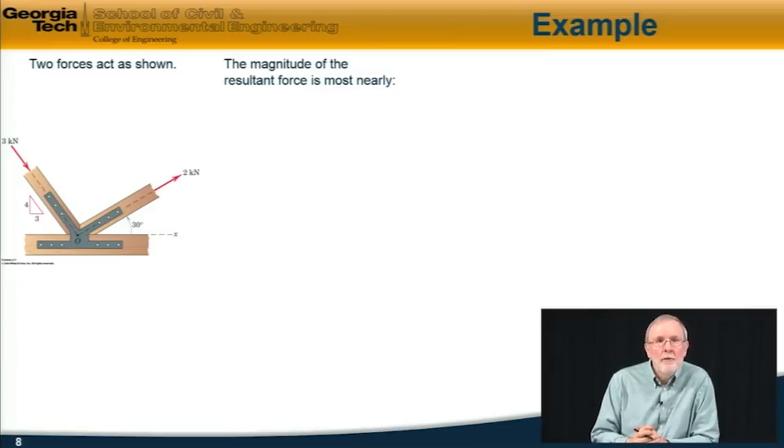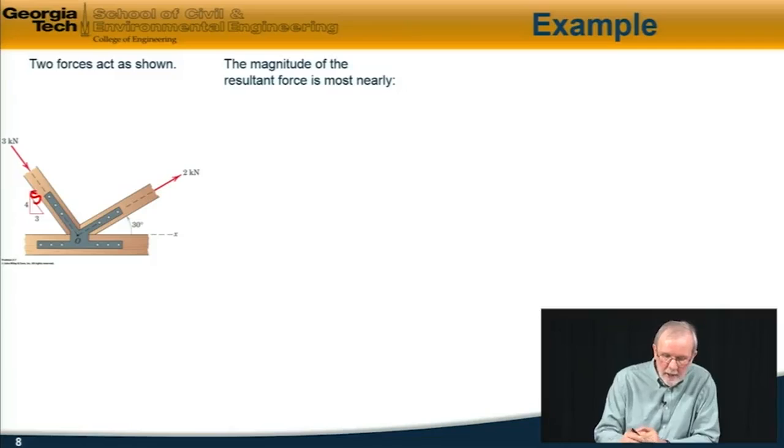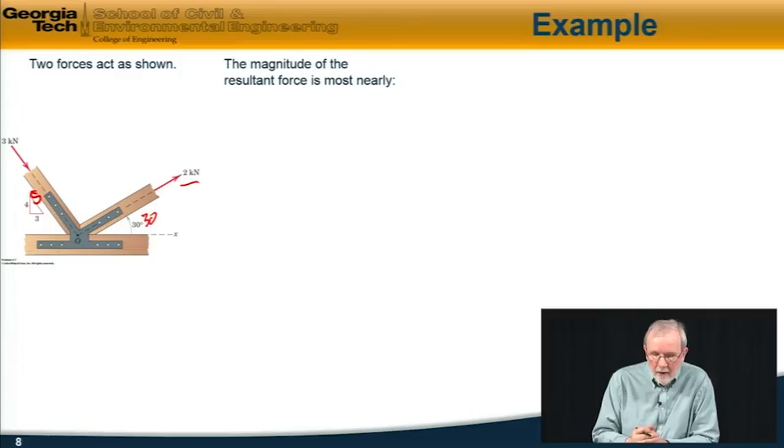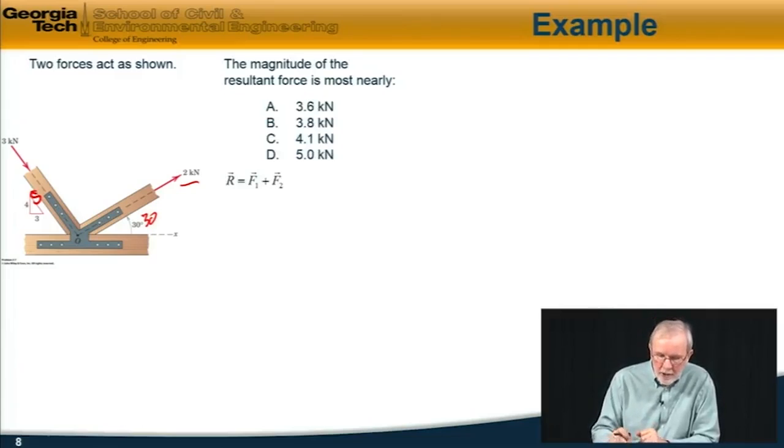Another example, we have two forces acting through this bracket, 3 kilonewtons at an angle of, and this is a 3, 4, 5 triangle here, and another force, 2 kilonewtons here at an angle of 30 degrees. And the first question is, the magnitude of the resultant force is most nearly which of these? So in this case, the resultant force, which I'll call R, is just F1 plus F2. And I'll do this again by adding the components in the x direction and the y direction.